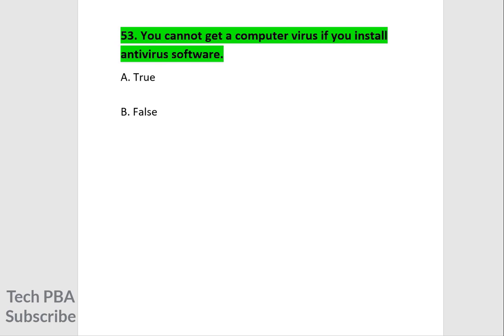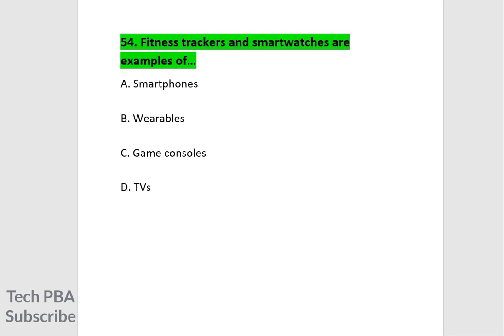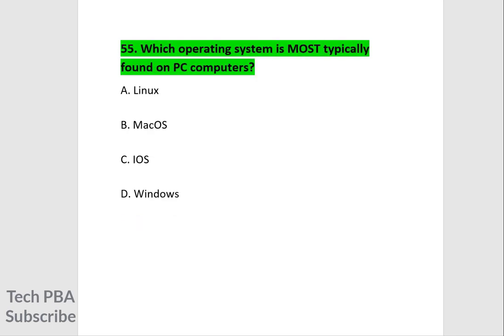Question number 53. You cannot get a computer virus if you install antivirus. The correct answer is false. Even after you install an antivirus software, you can still get a virus on your computer because most antivirus softwares are not powerful enough to deal with every threat out there. So yes, you can get a virus even if you have an antivirus software on your PC. So the correct answer is false, which is option B. Question number 54. Fitness trackers and smartwatches are examples of... Correct answer, option B. These devices are what we refer to as wearables. Wearables. So option B, correct answer.